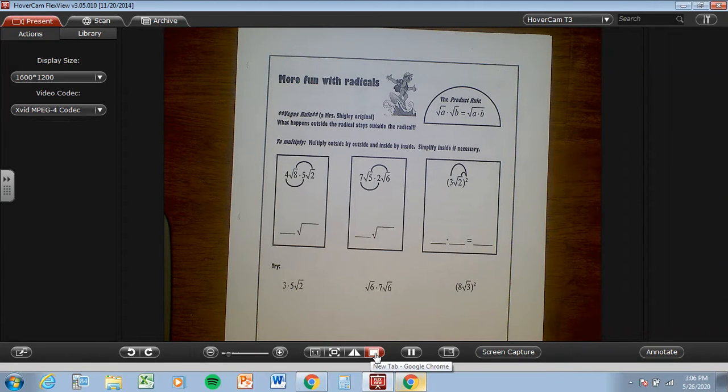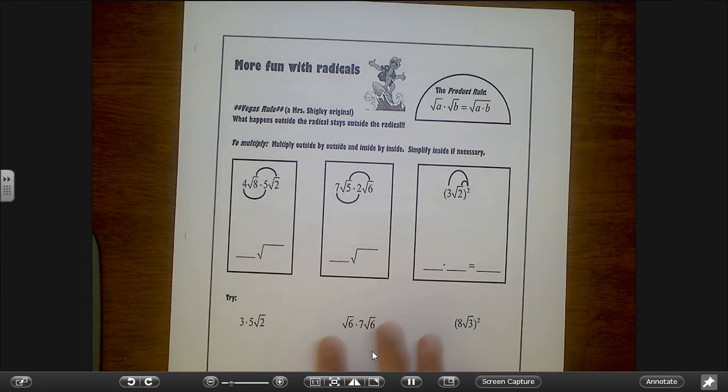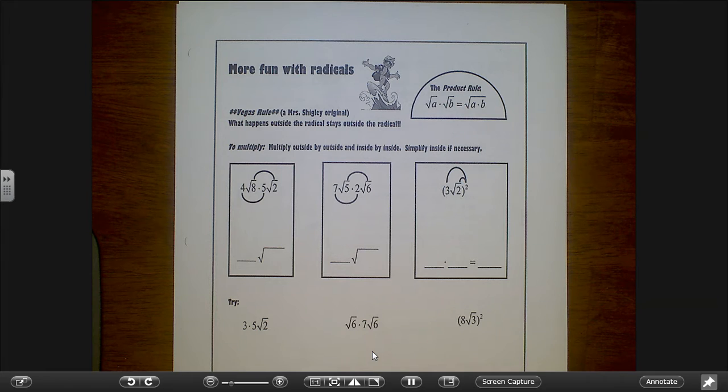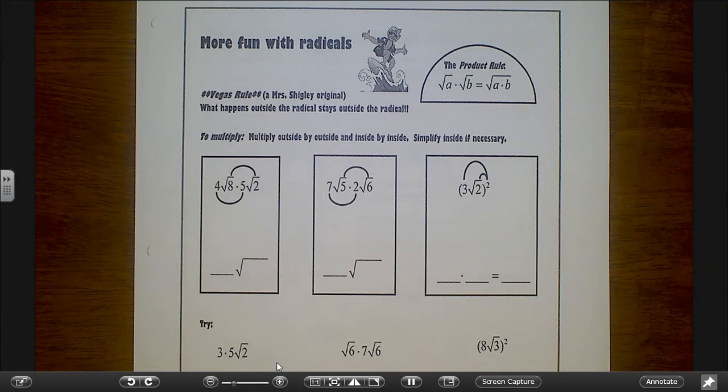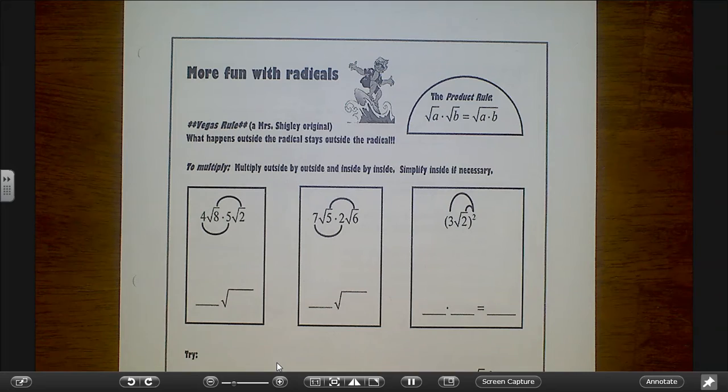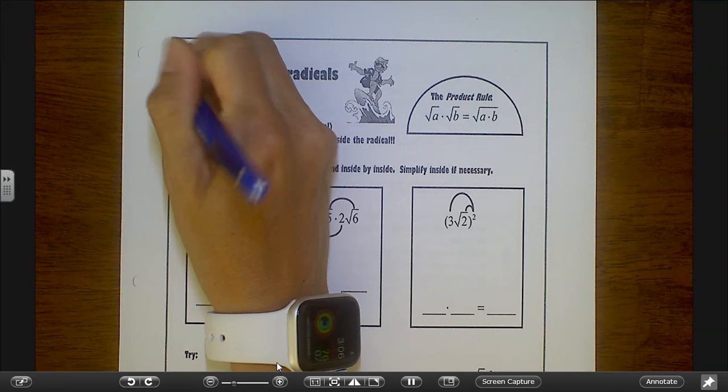All right. Guess what? It's the second to last day of hearing me lecture. How exciting. All right. Second to last topic that you will ever learn in Algebra 1. And this is, it says more fun with radicals, because what would be more fun than that?